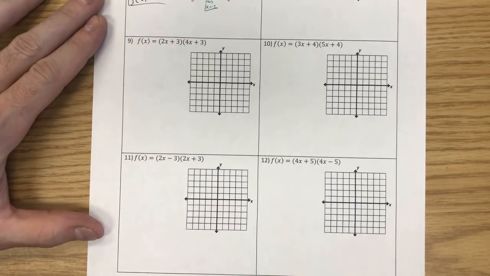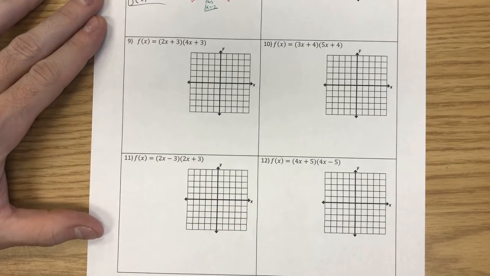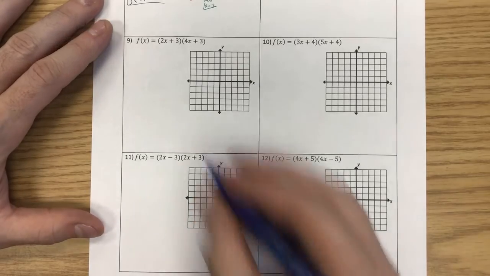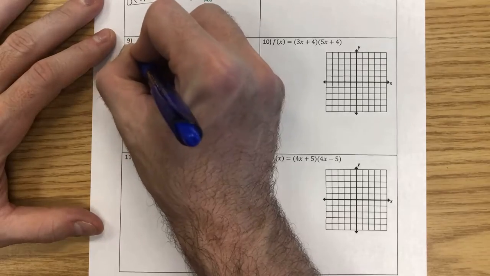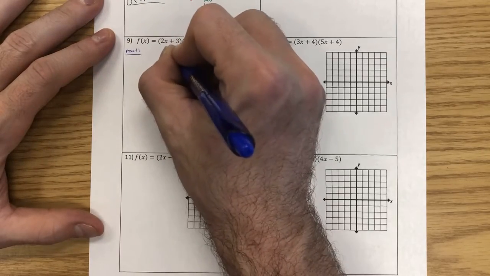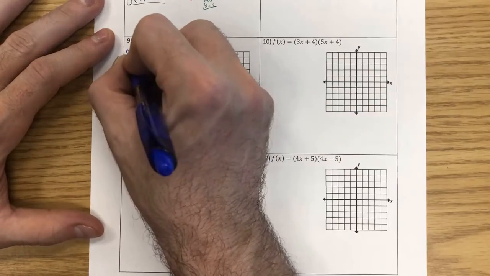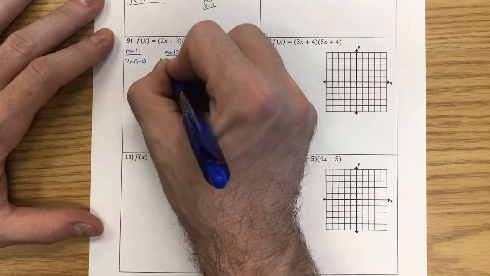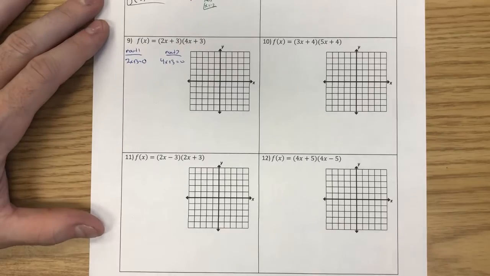And so these last two are what happens if we have fractions. Realistically with this one, I designed it a little bit more difficult than it should be, but we're going to use it and we're going to get the point across. So what we know is we know our two roots. Root 1 is where 2x plus 3 is 0, and the other one is where 4x plus 3 is 0.